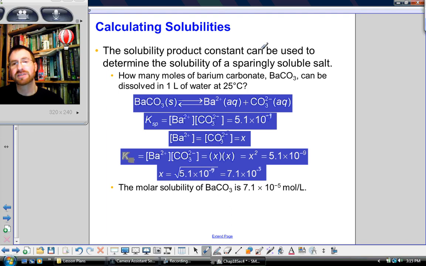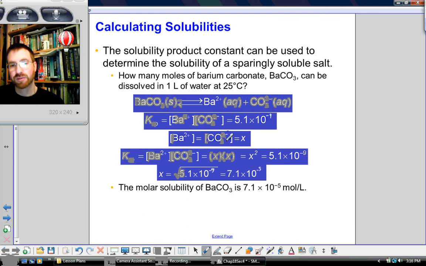Calculating solubilities. The solubility product constant can be used to determine the solubility of a sparingly soluble salt. How many moles of barium carbonate can be dissolved in 1 liter of water at 25 degrees Celsius? Well, to do that, we write our balanced chemical equation and the KSP of barium carbonate. So our KSP, it's a 1-to-1 ratio for the barium carbonate. We can look up the KSP value for it, and it is 5.1 times 10 to the negative 9.